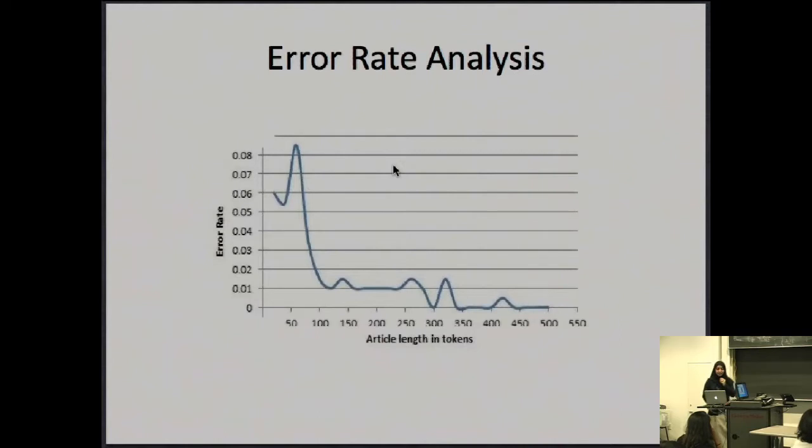Here you can see an error rate analysis. As the article length increased, the error rate went down.